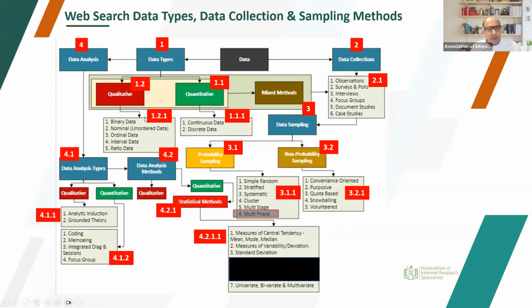And within qualitative data, you will look at what could be the different ways in which we identify the data types that relate to qualitative data collection, or it is the data which is to be differentiated within the classification of qualitative data into, say, binary data, nominal, ordinal, interval data, and ratio data.